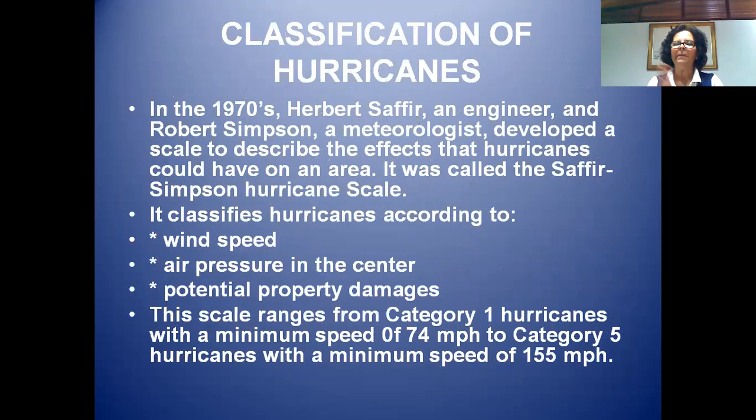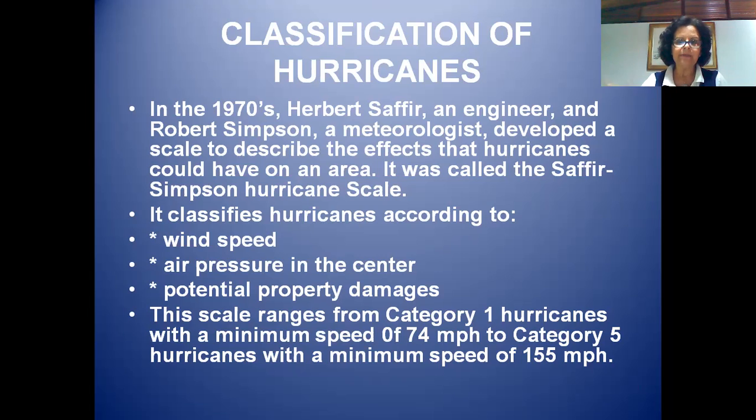Now we're going to talk about how we measure hurricanes. Probably you have heard that hurricanes are measured in categories 1 through 5. Who created this? In the 1970s, an engineer named Saffir and a meteorologist named Simpson developed a scale to describe the effect of a hurricane in a specific area. This is what we now know as the Saffir-Simpson hurricane scale. It classifies hurricanes according to three important factors: first, the speed of the wind; second, air pressure in the center of the hurricane; and then potential property damage.